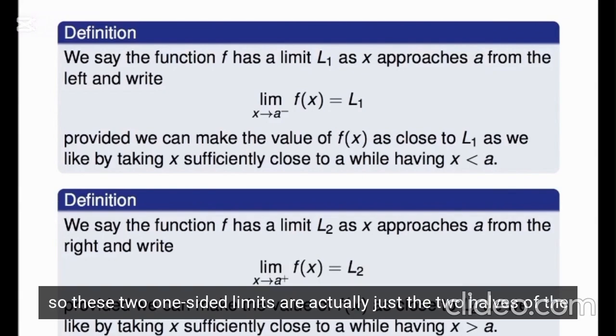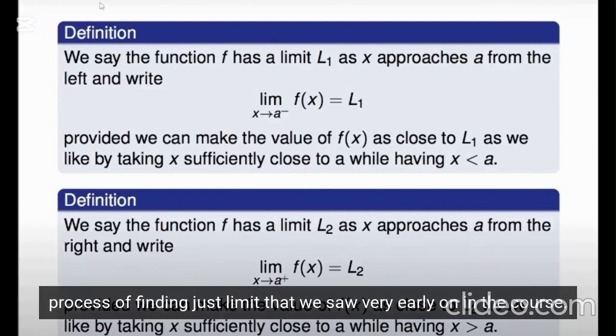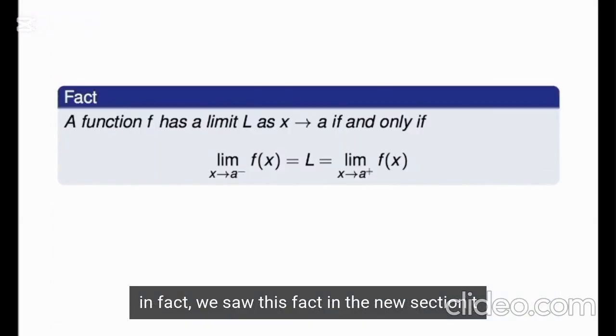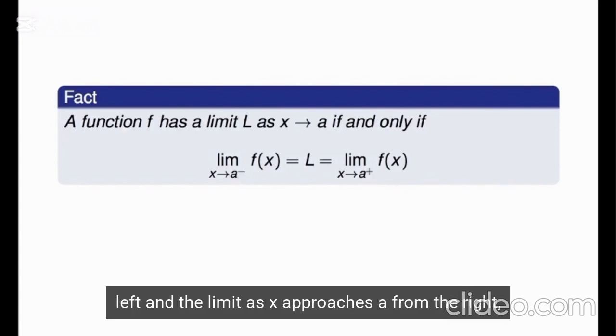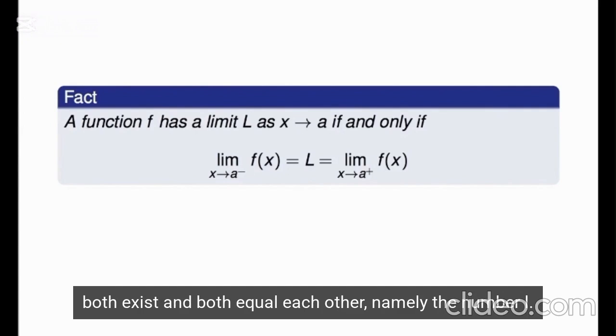So these two one-sided limits are actually just the two halves of the process of finding just a limit that we saw very early on in the course. In fact, we saw this fact in the new section that a function f has a limit as x approaches a if and only if the limit as x approaches a from the left and the limit as x approaches a from the right both exist and both equal each other, namely the number L.